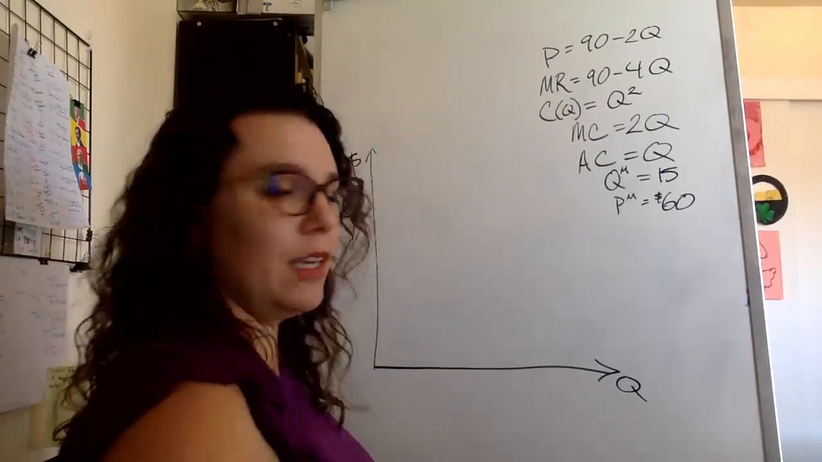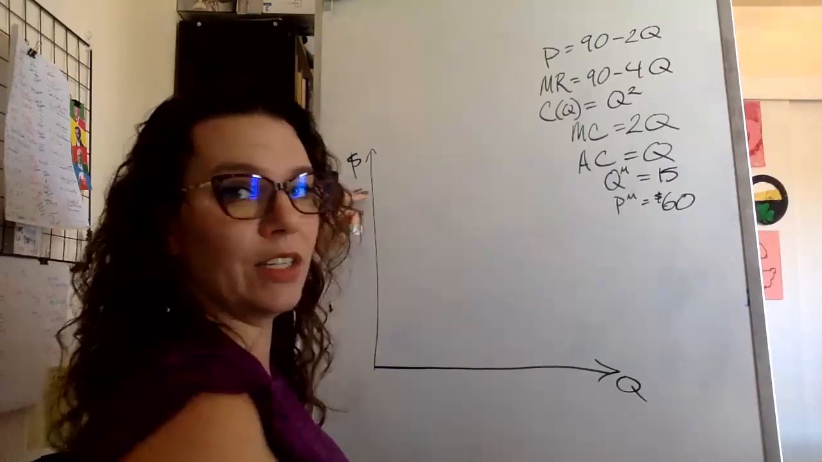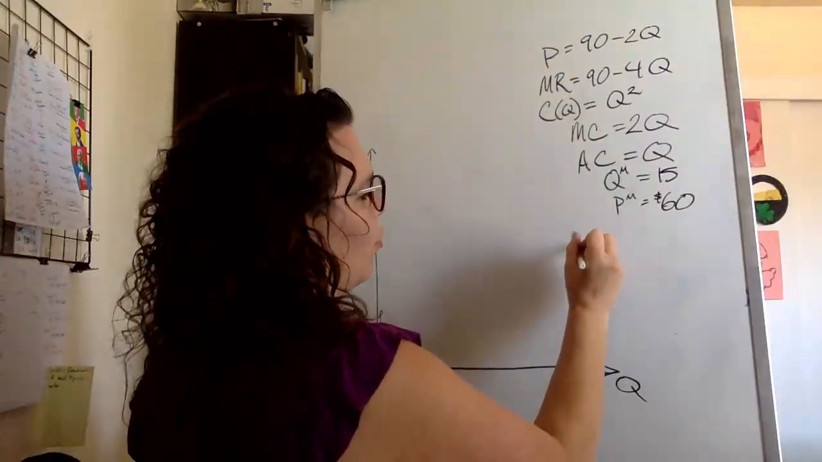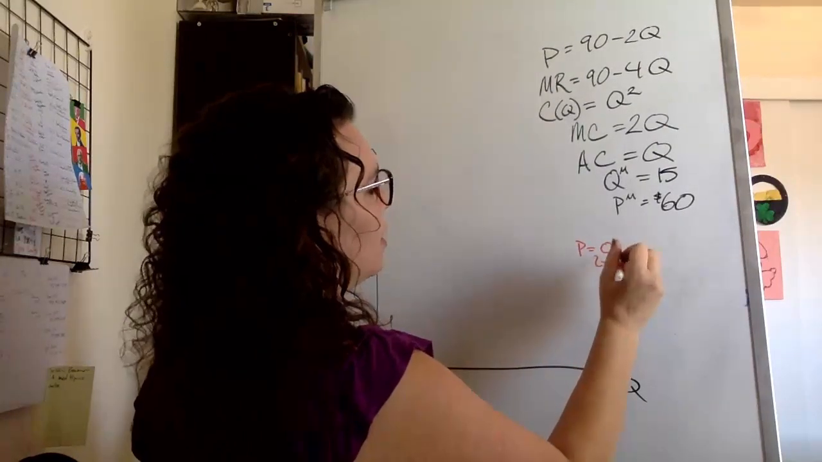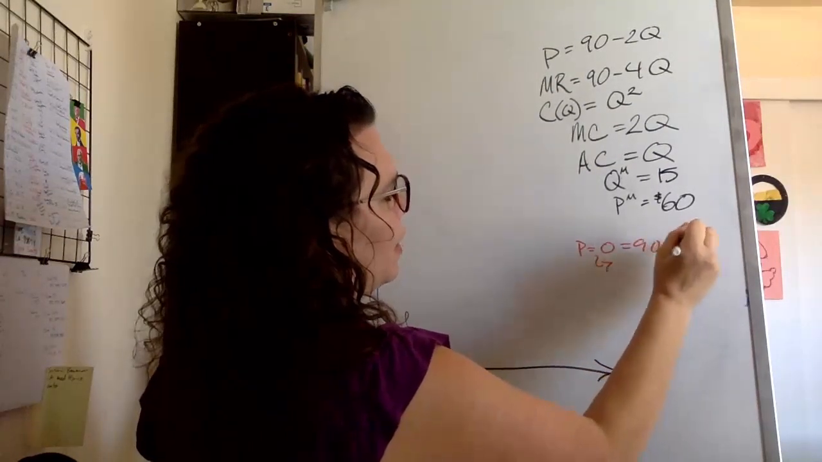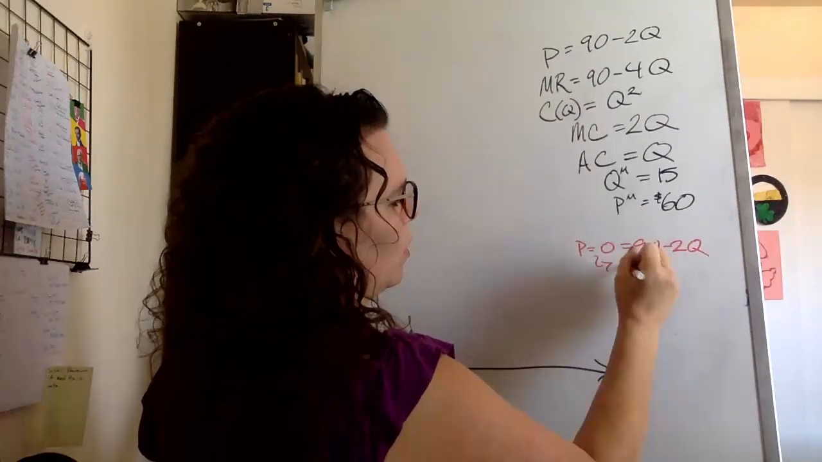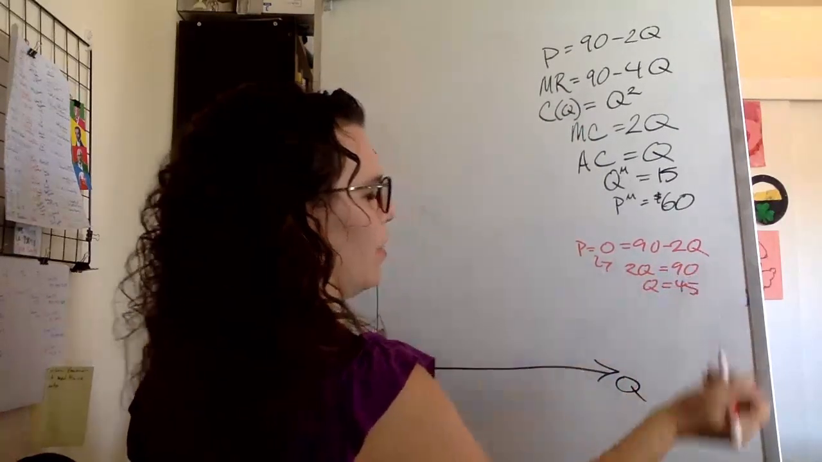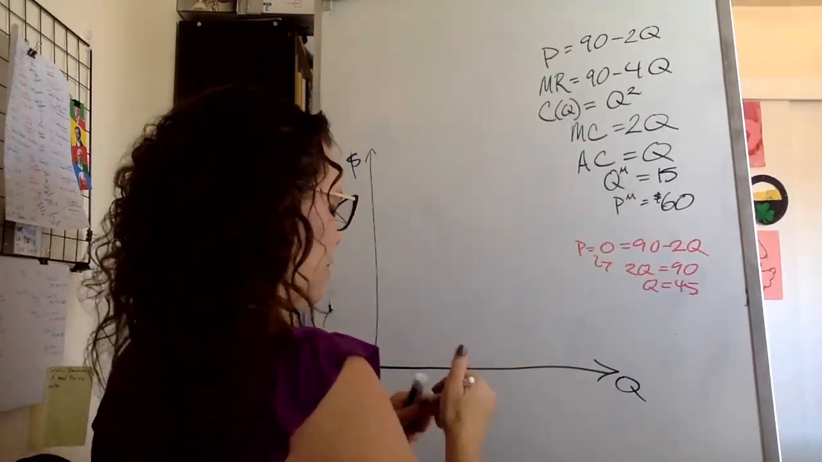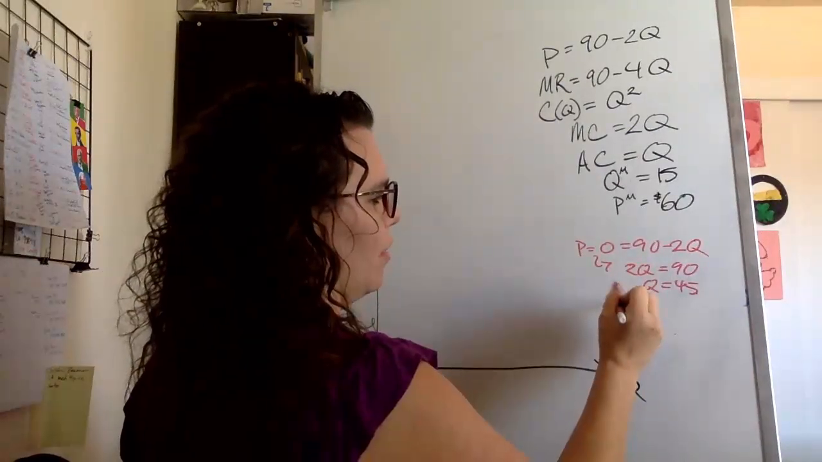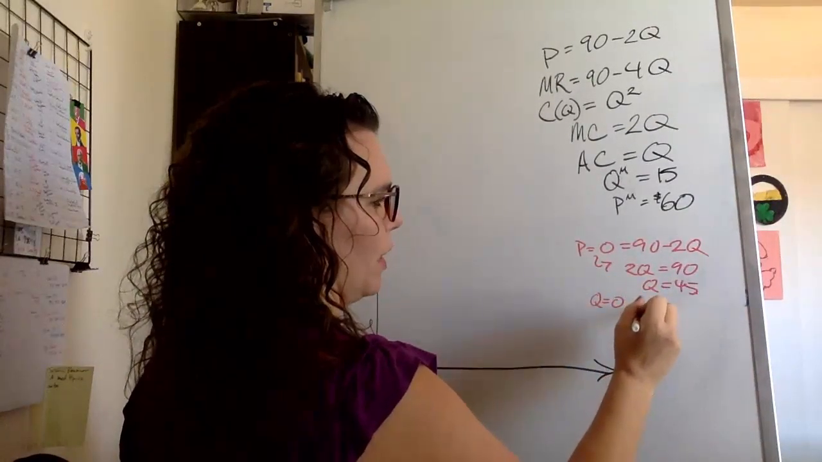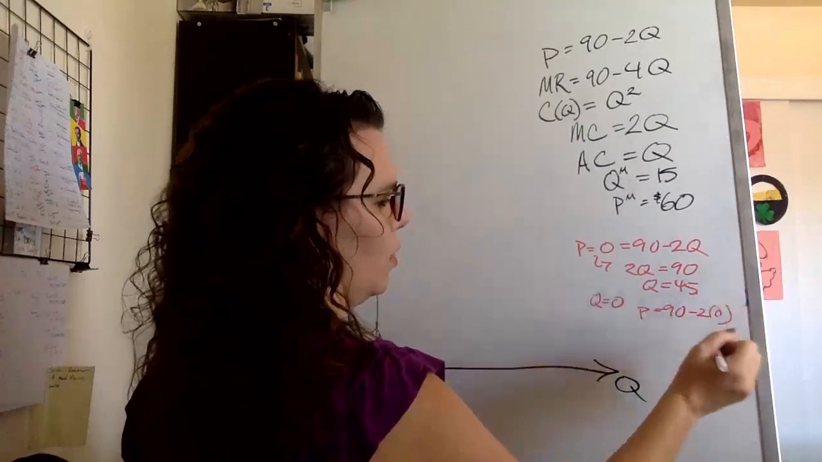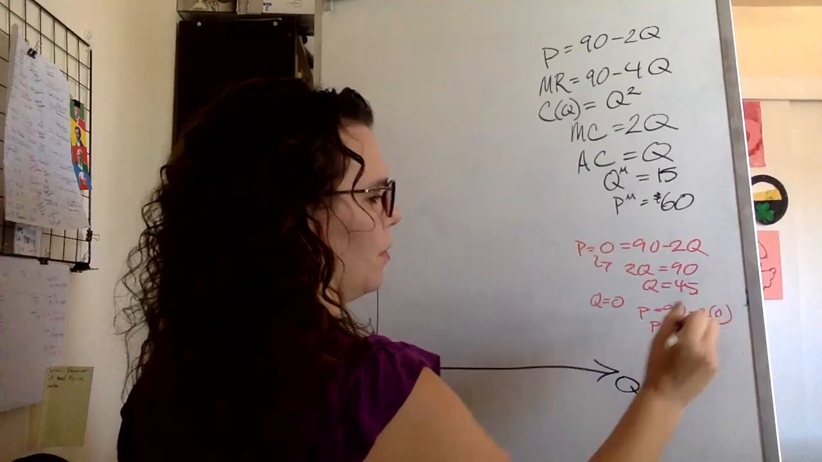To find the places where the inverse demand curve, which is linear, hits the price axis and the quantity axis, we set price equal to 0, which gives us 0 = 90 minus 2Q. 2Q equals 90. Q equals 45. So at a price of 0, the quantity demanded is going to be 45. And then if we set Q equal to 0, then we get P equals 90 minus 2 times 0. P equals 90, right?